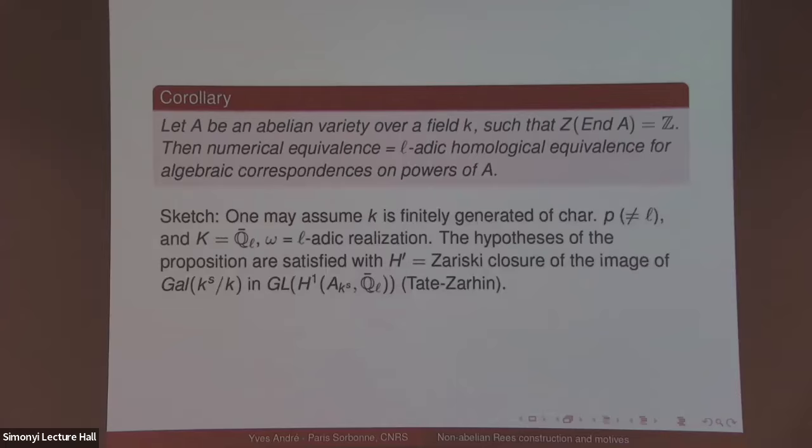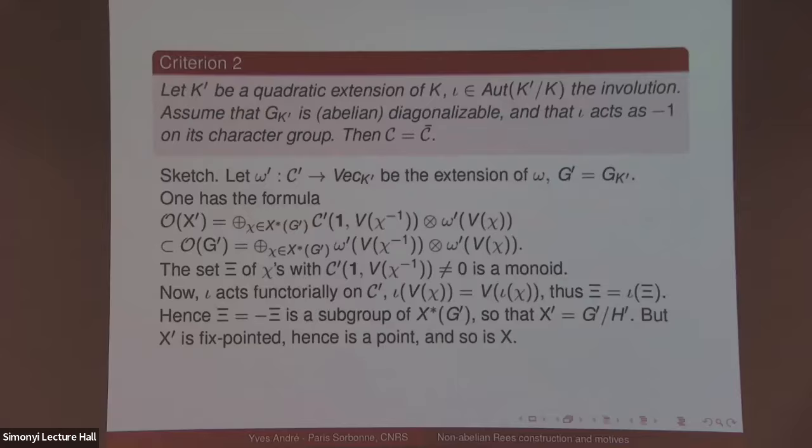Okay, so now I'm down to my second criterion. K is no longer algebraically closed, and I assume that there is a quadratic extension, and I denote by iota the involution. So we have our group G, and I perform the extension of scalars to K'. The assumption is that this group is abelian diagonalizable.